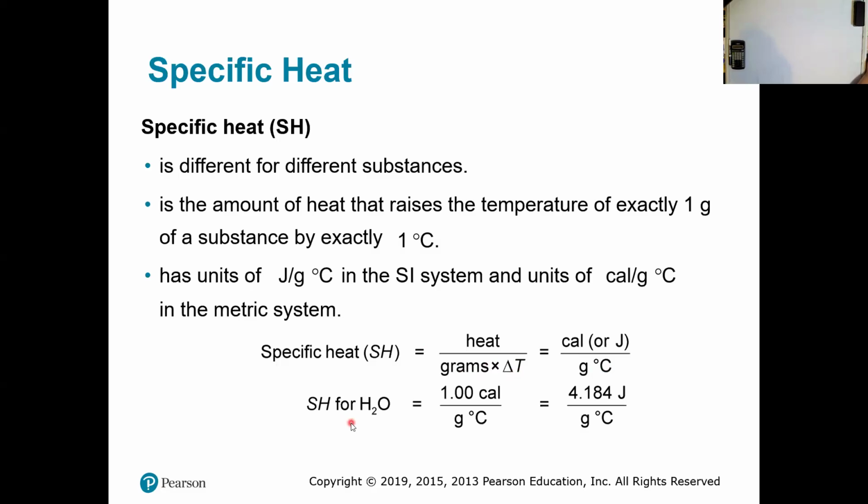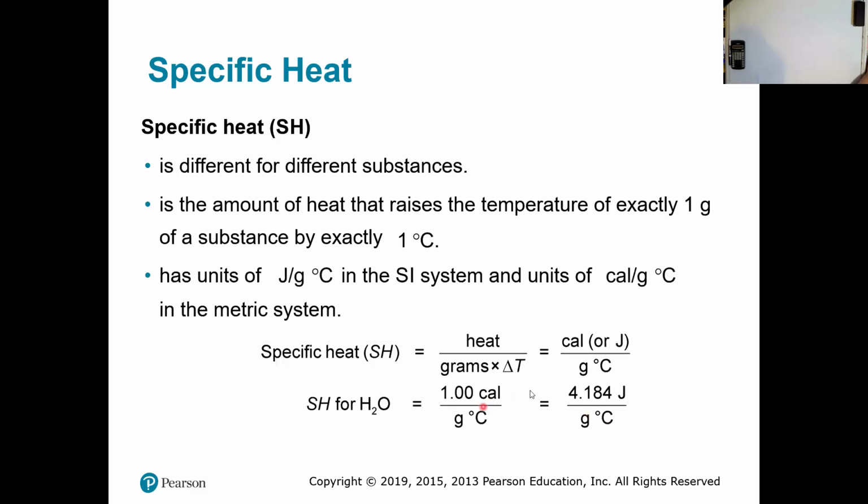Now, we already mentioned a few slides ago that it takes exactly 1 calorie to change 1 gram of water by 1 degree Celsius. So we can use this to represent the specific heat for water: 1 calorie per gram degree Celsius. We also know that every 1 calorie is equal to 4.184 joules. So another way that we can write the specific heat of water is 4.184 joules over grams degrees Celsius.